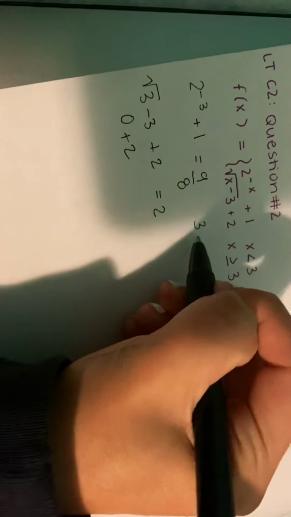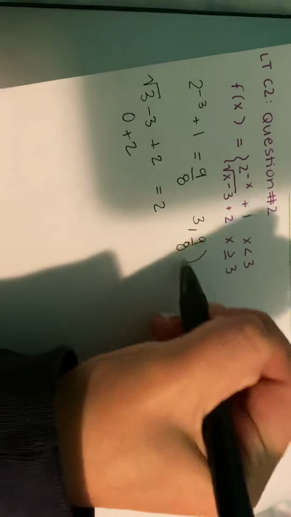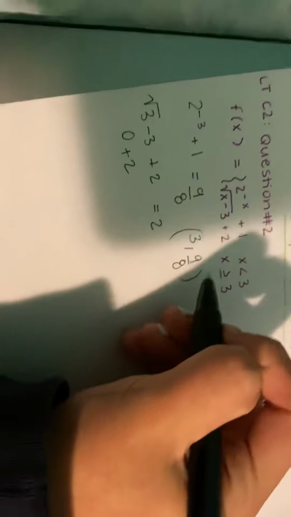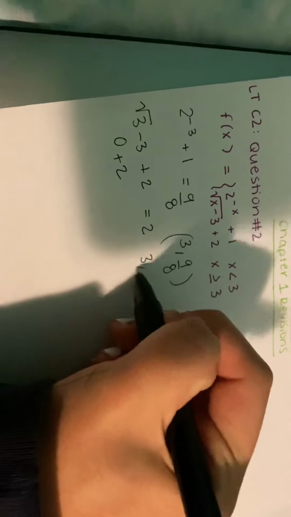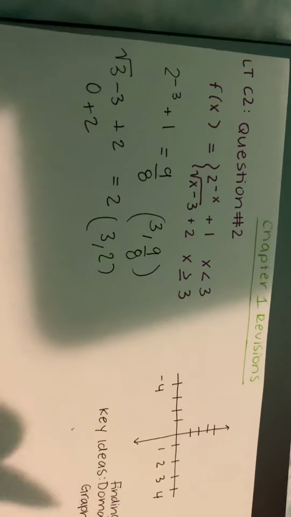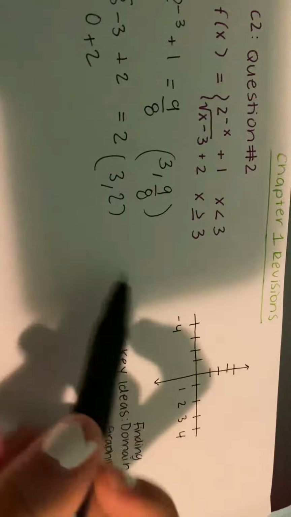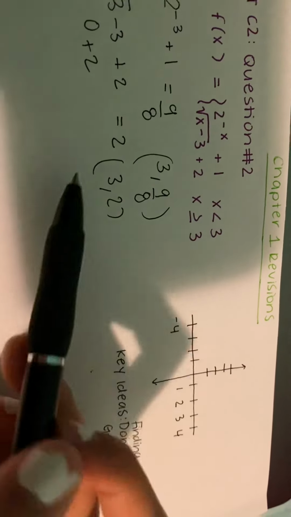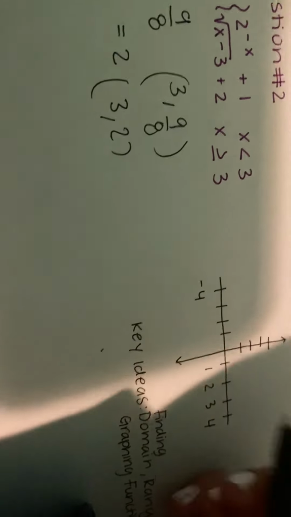So this basically means that your x value, since you plugged in 3, will be 3, and your y value will be 9 over 8. Same thing here: since you plugged in 3, that would be your x value, and then 2 is your y. So graphing it over here, you would plug in your x values on this coordinate and your y's on this one. So it would be 3 and 9 over 8.